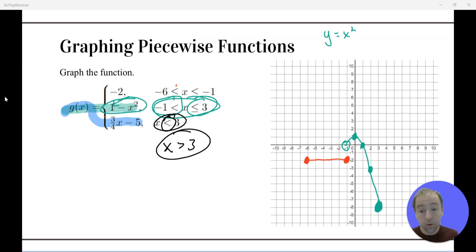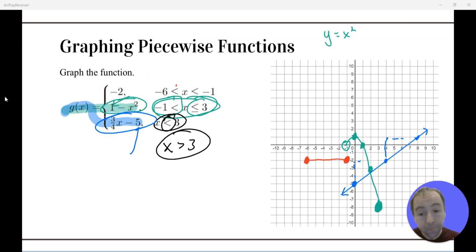So if we were to graph 3/4 x minus 5, you should know how to graph that because you should be able to start at -5 for the y-axis or y-intercept number, and then go to slope of 3/4, which would be going up 3 and over 4, up 3, over 4, right? So just like that.